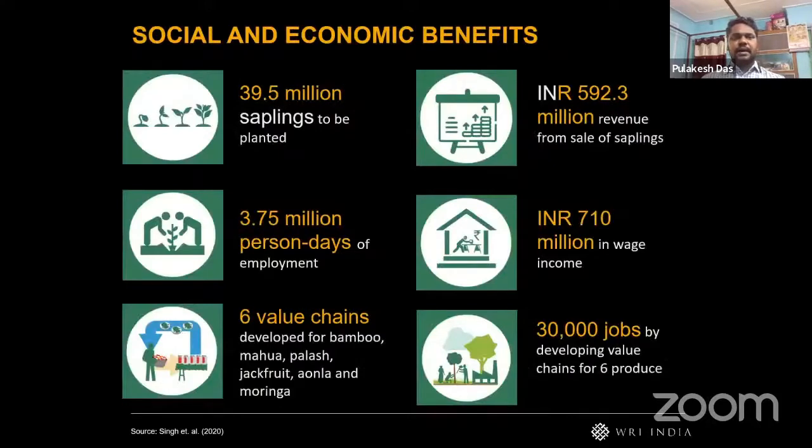So this can help in achieving a number of SDGs. This can improve the tree cover. It can produce about 3.75 million person days of employment in this particular landscape only. And it can also help in developing the value chains, revenue generation, wage income, and job creation.